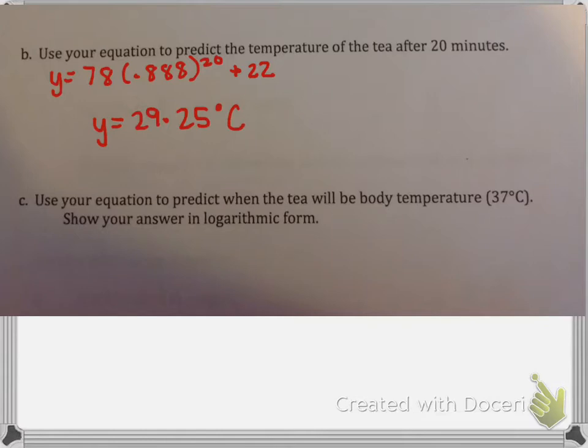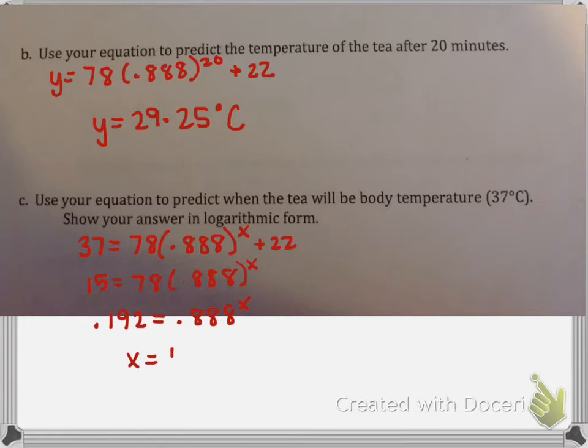And last but not least, we're going to predict when the tea will be body temperature. So we plug in 37 degrees for y, and then we're going to have to use some of our logarithms to solve it for x. So again, there's your equation. We're going to subtract 22, then divide by 78, then turn this thing into logarithm form, and then go ahead and type that into your calculator.